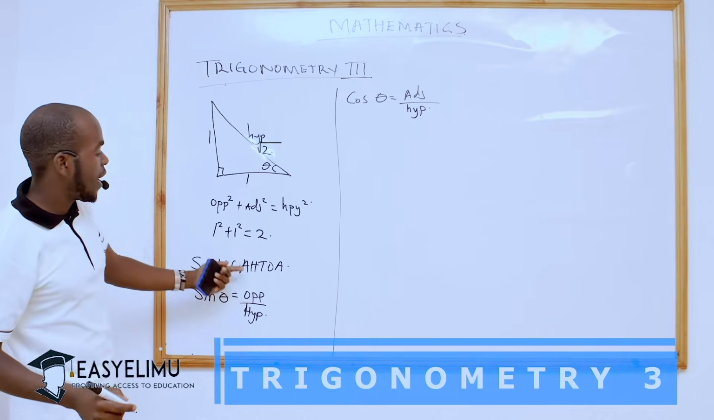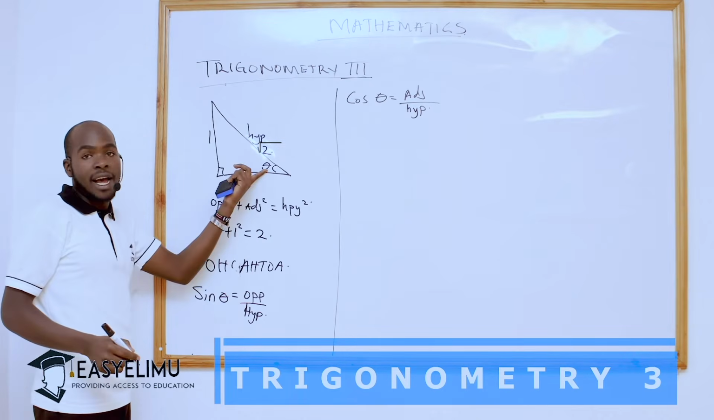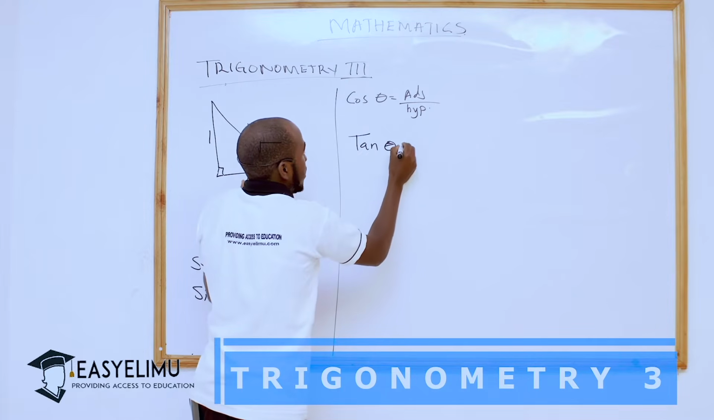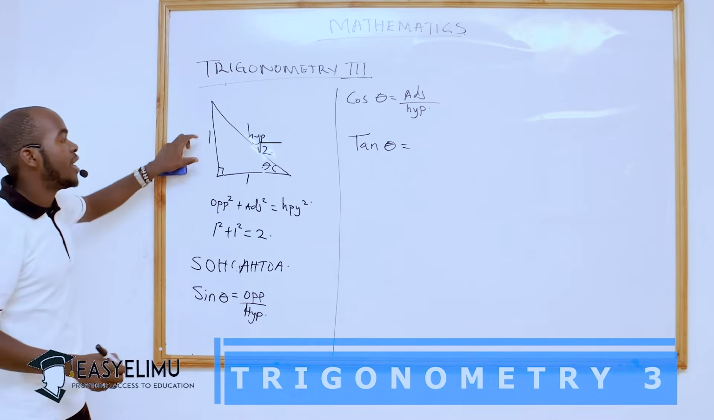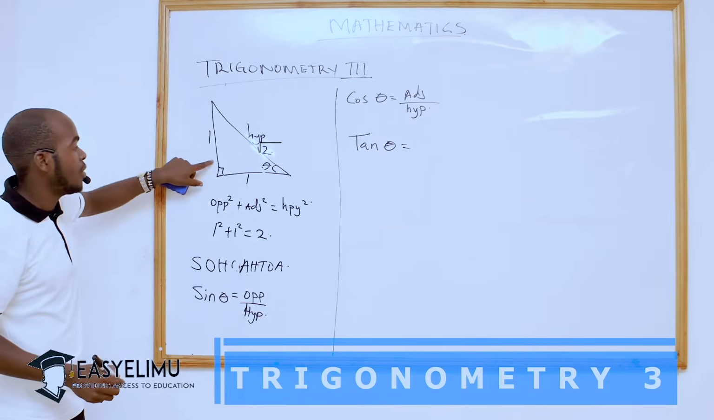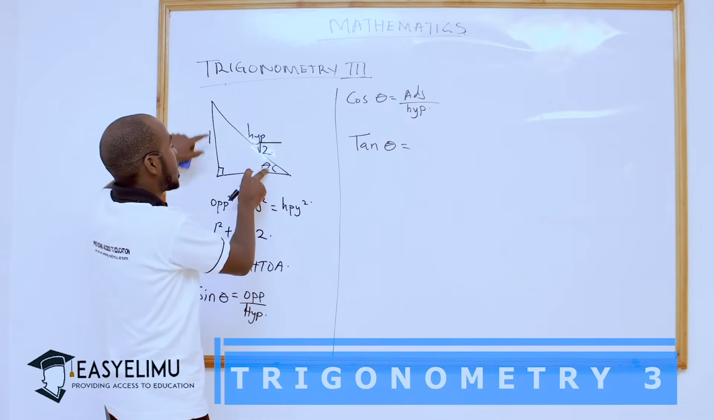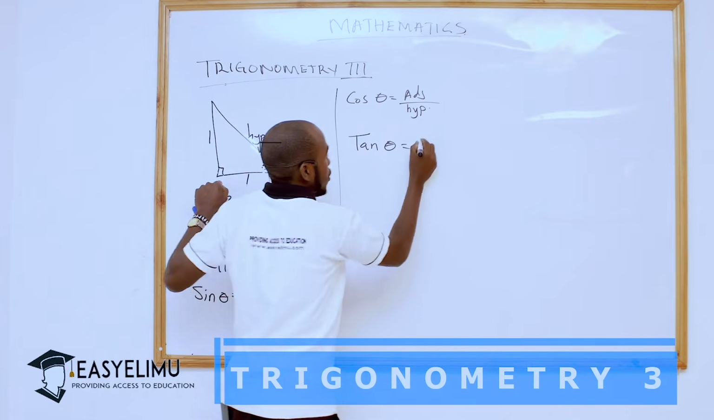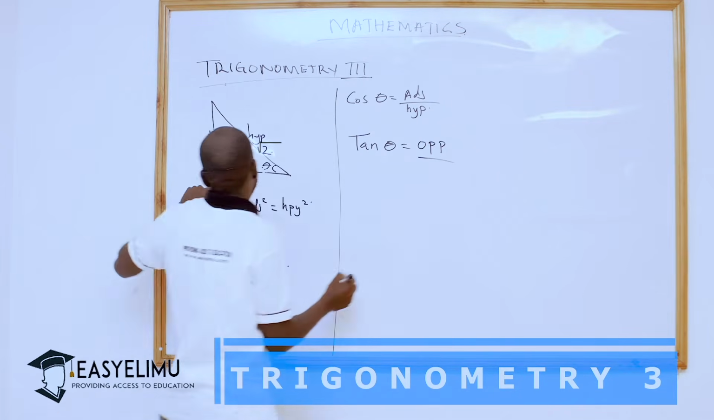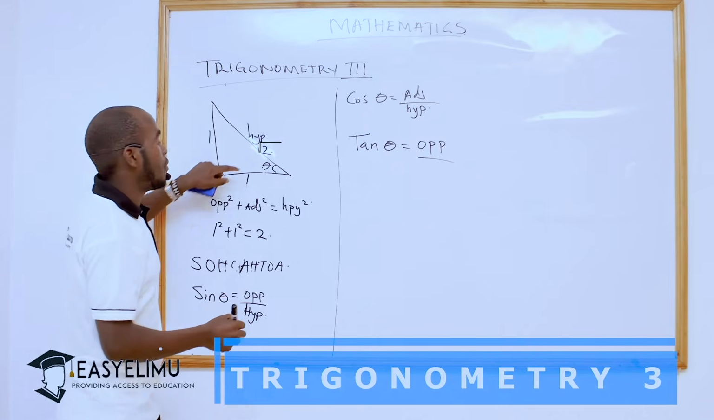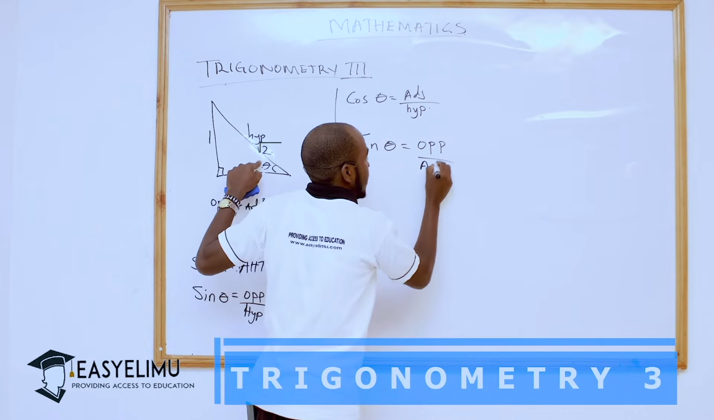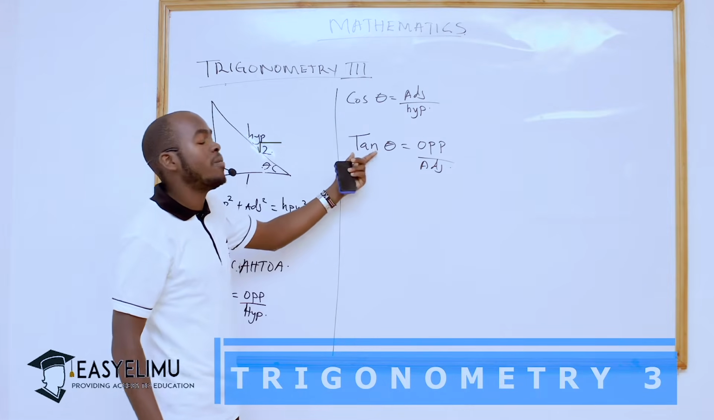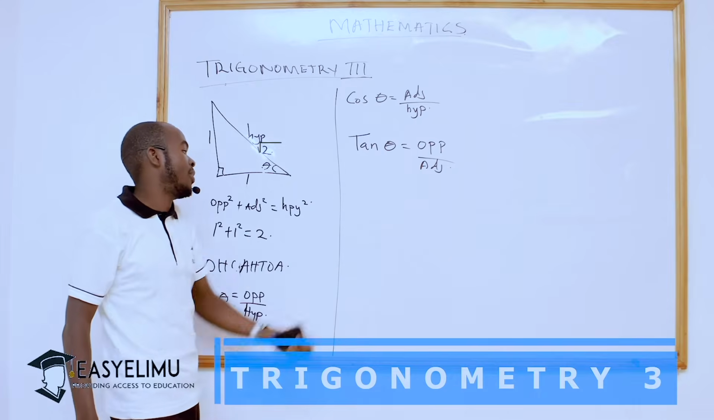And if you want to find the tangent of the angle theta, you take the opposite of the angle. This side is opposite the angle theta. So you take the opposite of the angle over the adjacent of that angle, and you will be finding the tangent of that angle.